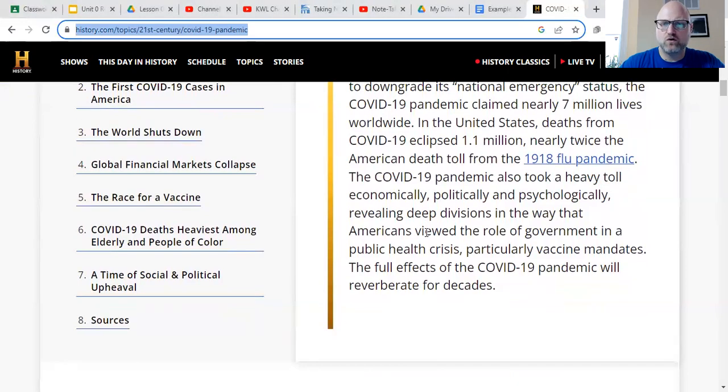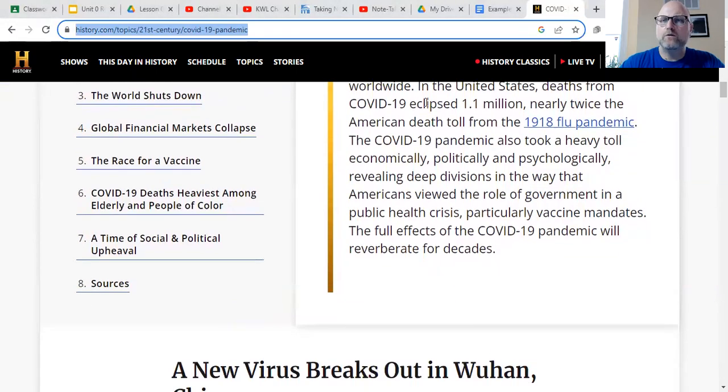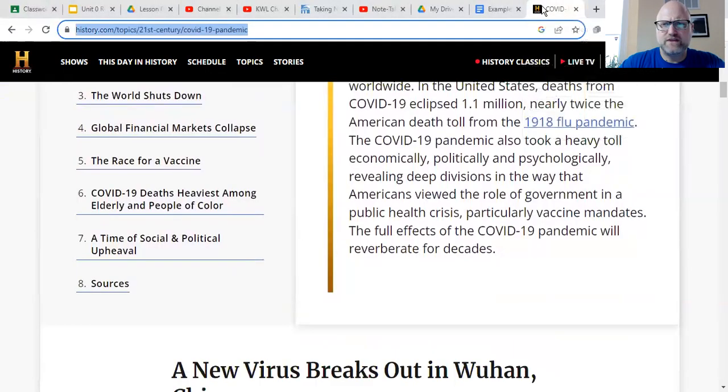Heavy psychological toll, view government public health crisis. Oh, you know what? I have another question. Why did COVID vaccines get so controversial? Okay. It mentions that it raised questions about the government's role in a time of crisis. And they started out under Trump, even though it became sort of a more commonly a right-wing thing to be skeptical of vaccines. So I'm kind of curious about that.